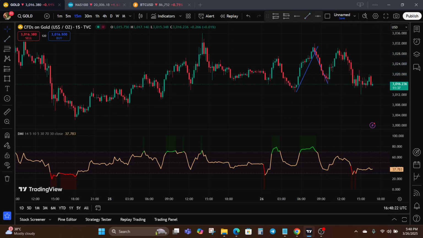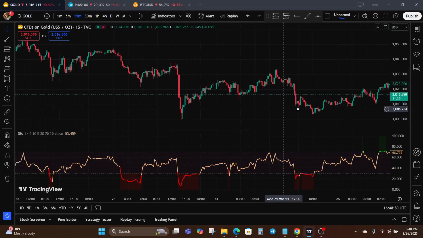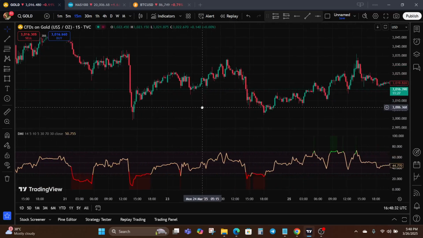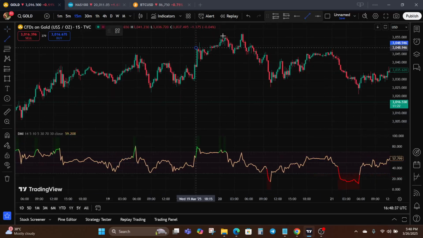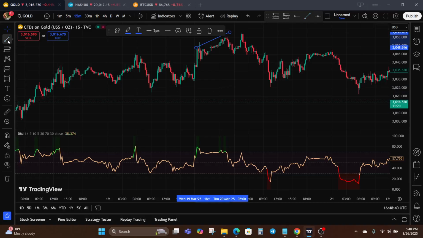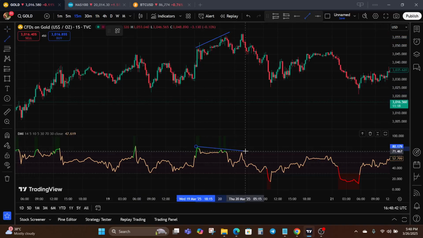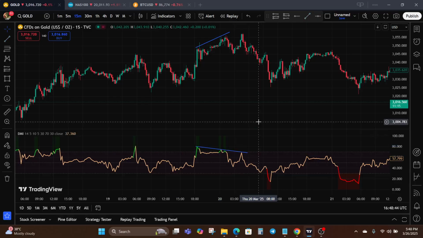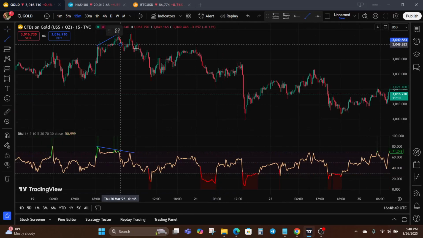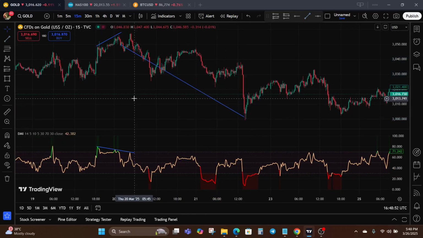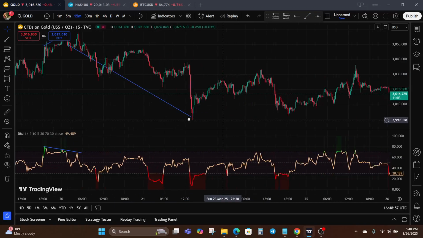Then for divergence trading, when price makes a new high but the DMI does not, like what we can see happen here, you can see that the DMI made a lower high instead. So it could signal a potential reversal. Such a scenario is what we call a divergence, and you can see that we actually had a decline to the downside eventually.